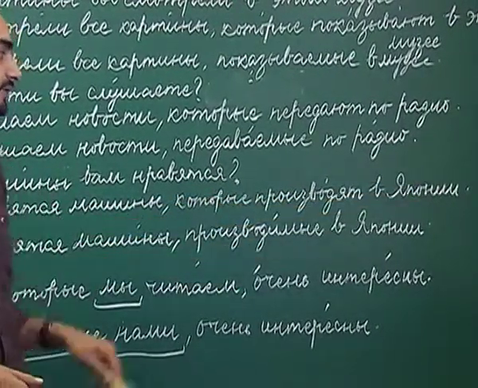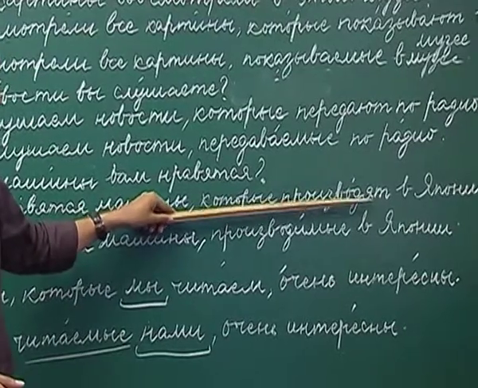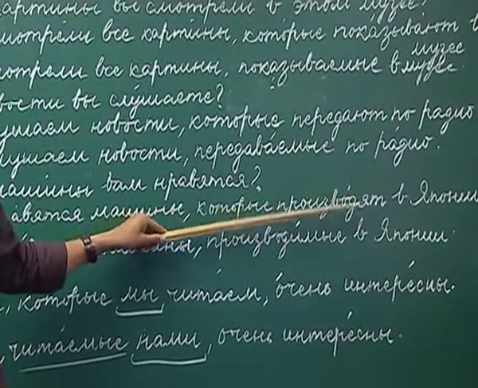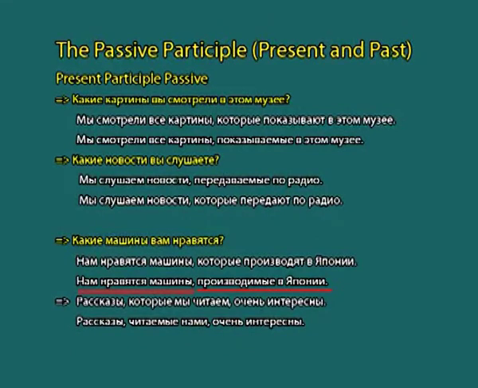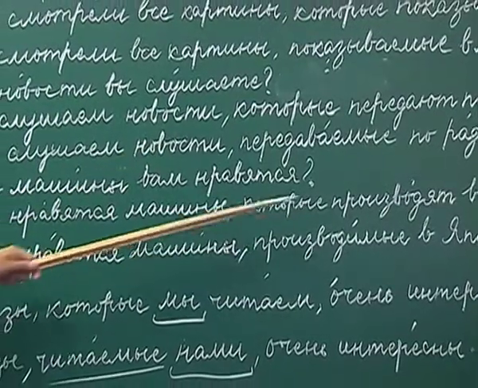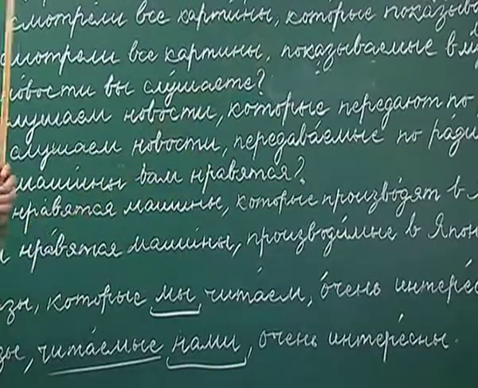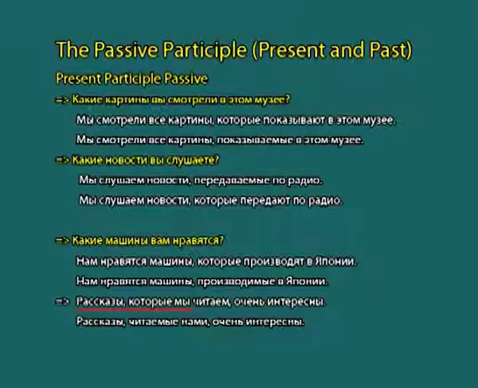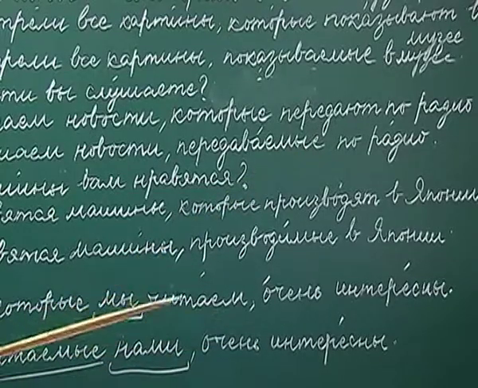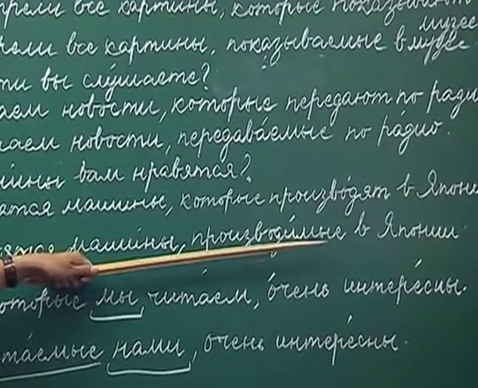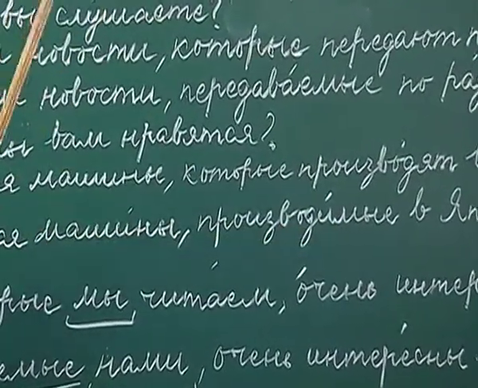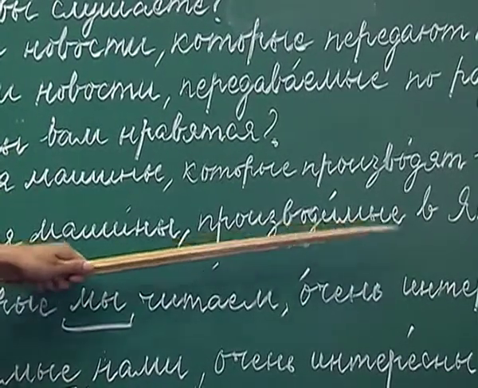Euponia is Japan. So, here we are using the verb prajvajit is to produce. So, which are being produced in Japan. Again the action is in the passive voice. So, we will use passive participle, and since it is taking place in the present tense, we will use present participle passive. So, how do we do that? Nam naravyatsa mashini prajvajimiye viponi. So, here from the verb prajvajich, we derive or we form the present participle passive prajvajimiye.